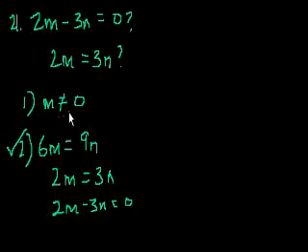Statement 1, do we need it at all? Well, no, because that is kind of one solution, that if m and n are both equal to 0, this thing is true, but it doesn't really do much else, and we don't need it to come up with this. So the answer is B. Statement 2 alone is sufficient.